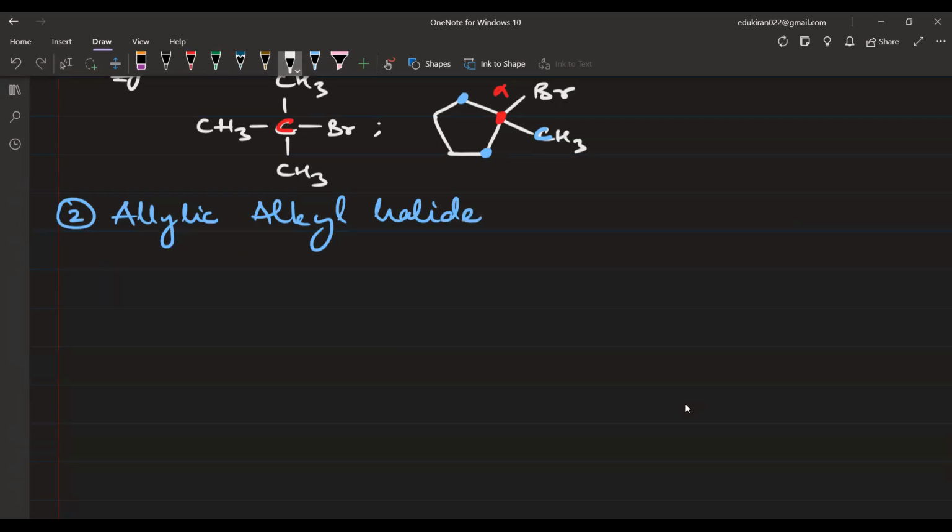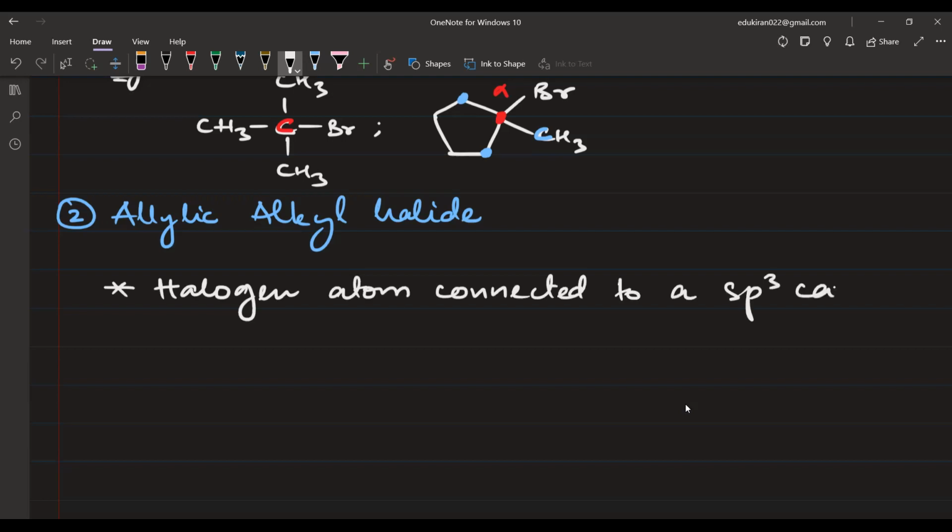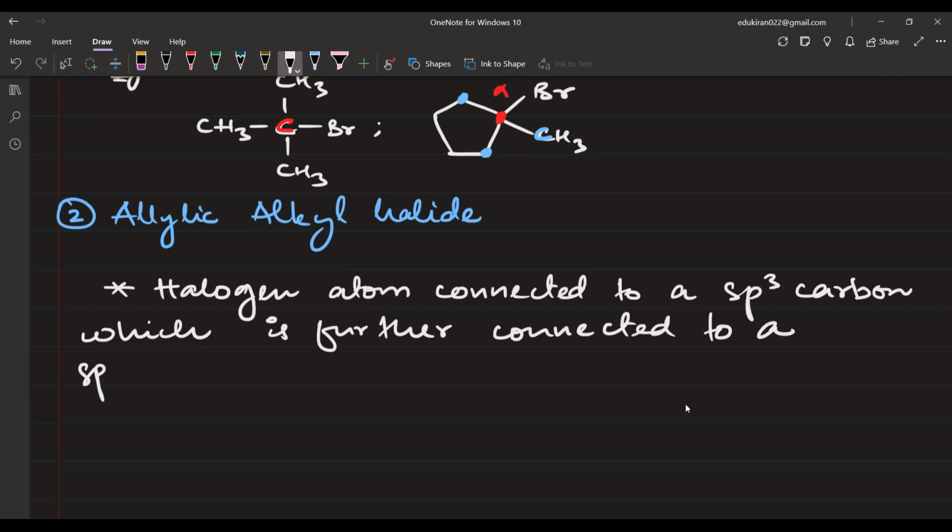Allylic alkyl halide. Okay, so here you will write halogen atom connected to a sp3 carbon, which is further connected to a sp2 carbon atom. So I have halogen connected to a carbon atom. That means this carbon atom is sp3. It will have all single bonds. This carbon atom is further connected to a carbon atom. Then the next carbon atom has a double bond. It is sp2.